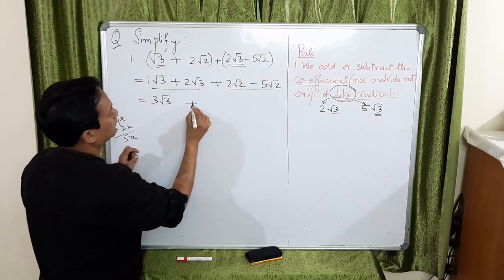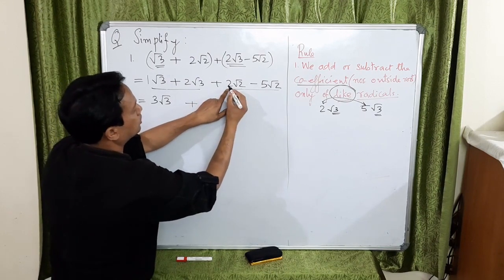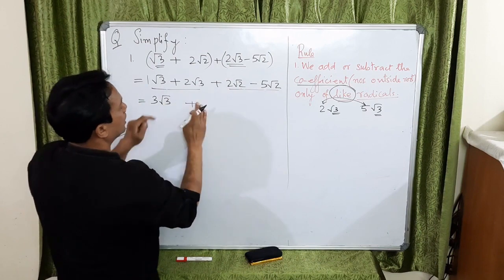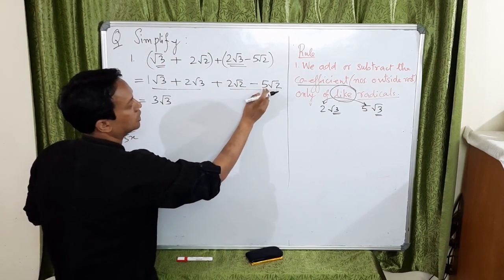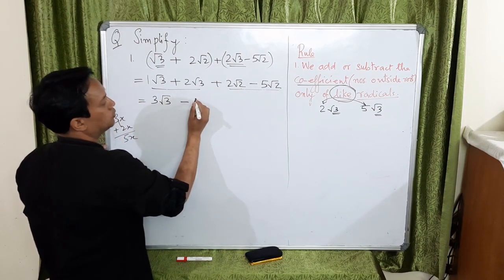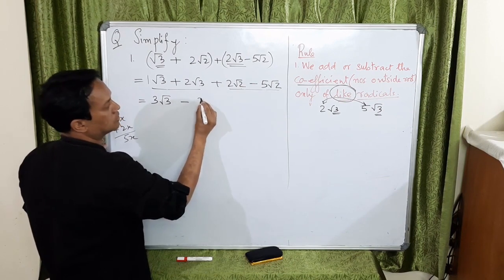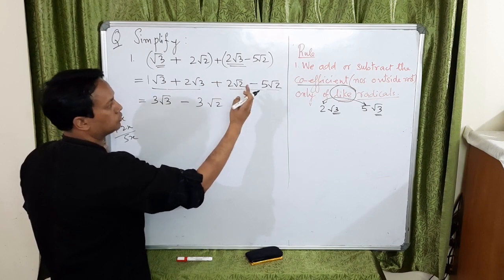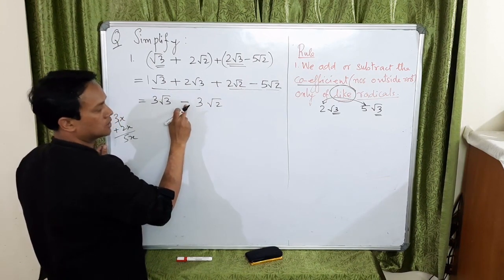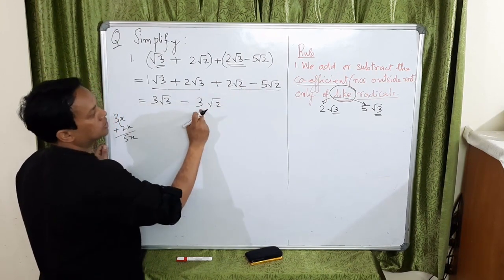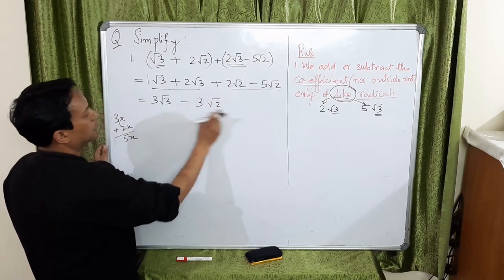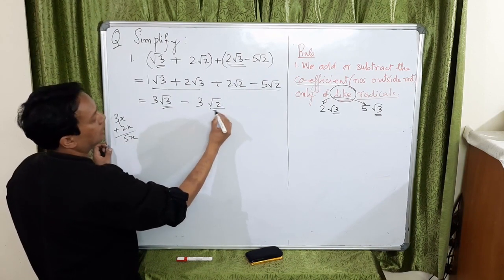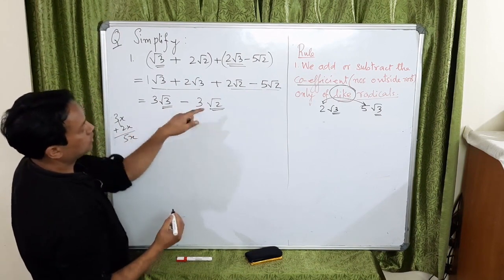Now similarly here, both are root 2. One is plus 2, another one is minus. Since the signs are different, one plus, another minus, we'll subtract. And we'll put the sign of the greater. Here the greater number is 5. So we'll put minus. And 5 minus 2 is 3. And we will write root 2. Say here plus and minus, we have to subtract. Minus is bigger, so minus sign. And 5 minus 2 is 3. And we don't have to do anything more. Now we cannot do anything anymore. This will be our answer because these are unlike radicals. Root 3 and root 2 are not the same.